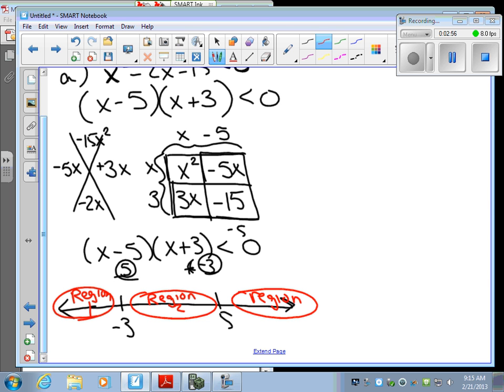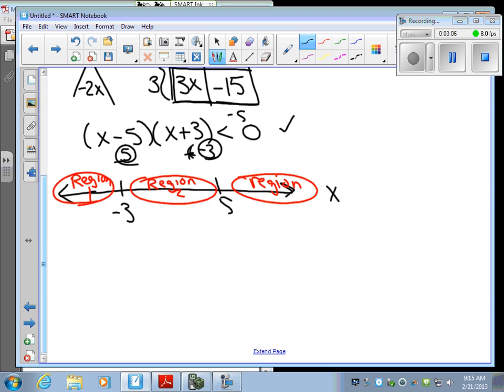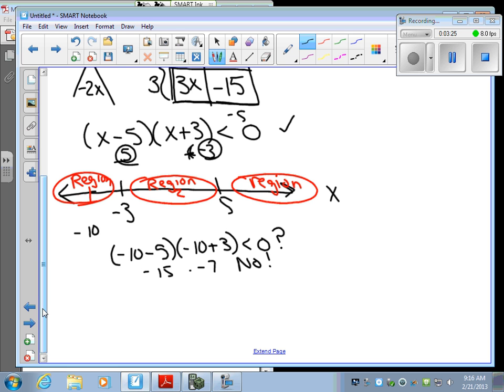And I'm just going to test and see when I pick a number in there for x, when this is a true statement. So let's start with region 1. I'll pick the number negative 10 because that's down here in region 1. So is negative 10 minus 5 times negative 10 plus 3 less than 0? Well, this is negative 15, this is negative 7, so no, that's going to be a positive answer.